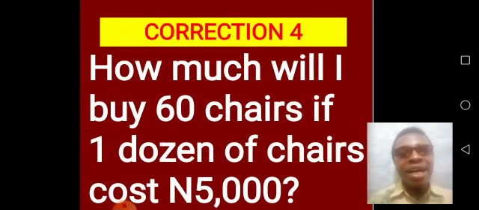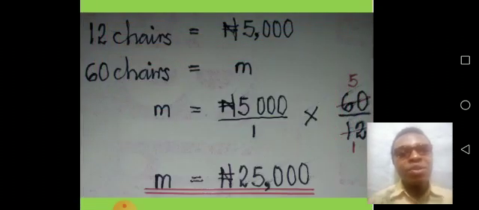Number 4, how much will I pay to buy 60 chairs if 1 dozen of chairs costs 5,000 naira? Take note, 1 dozen is 12 chairs. So we have 12 chairs, they're costing 5,000 naira. So 12 chairs equals 5,000 naira. Now 60 chairs equals M. So M is equal to 5,000 over 1 times, take the reciprocal, 60 over 12. And so 12 into 12 is 1. 12 into 60 is 5. 5 times 5,000 is 25,000 naira.